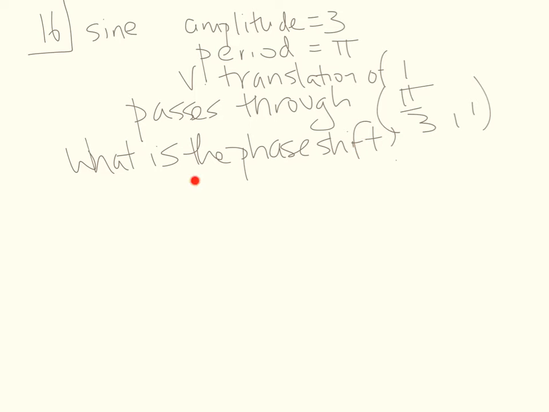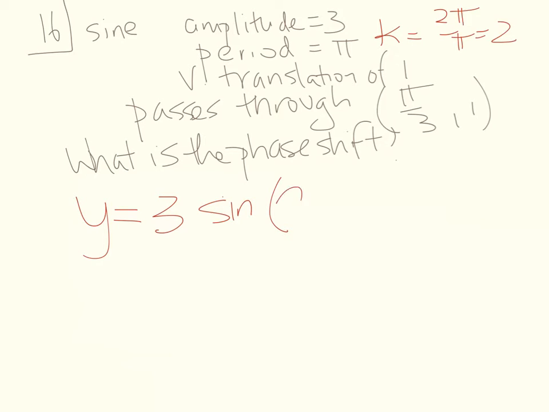So I think what I'm going to do is come up with the equation first. In order to come up with the equation, I know that the amplitude is 3, so here's the 3. Now what I'm looking for is the k that would go here. And k would be equal to 2 pi divided by the period, which is pi. So k is 2. I'm going to put 2 here.